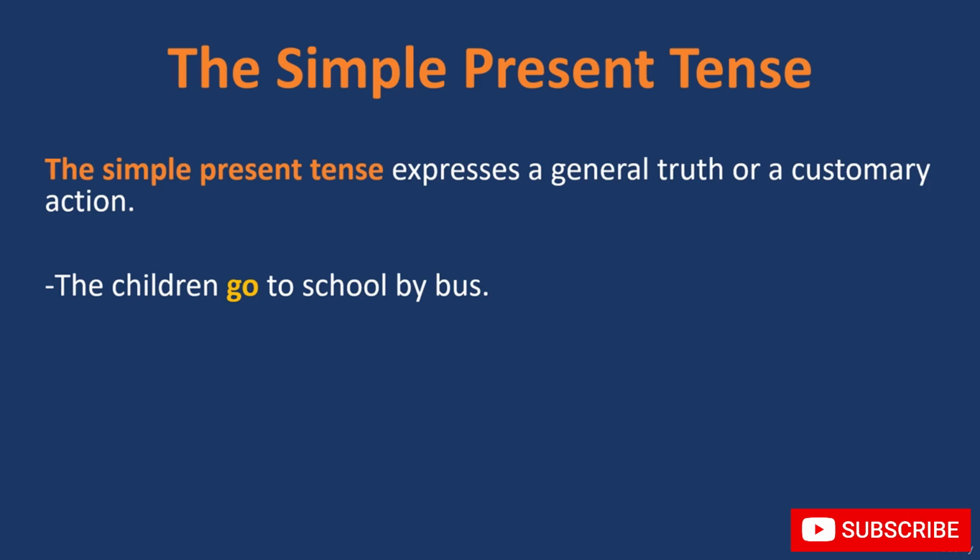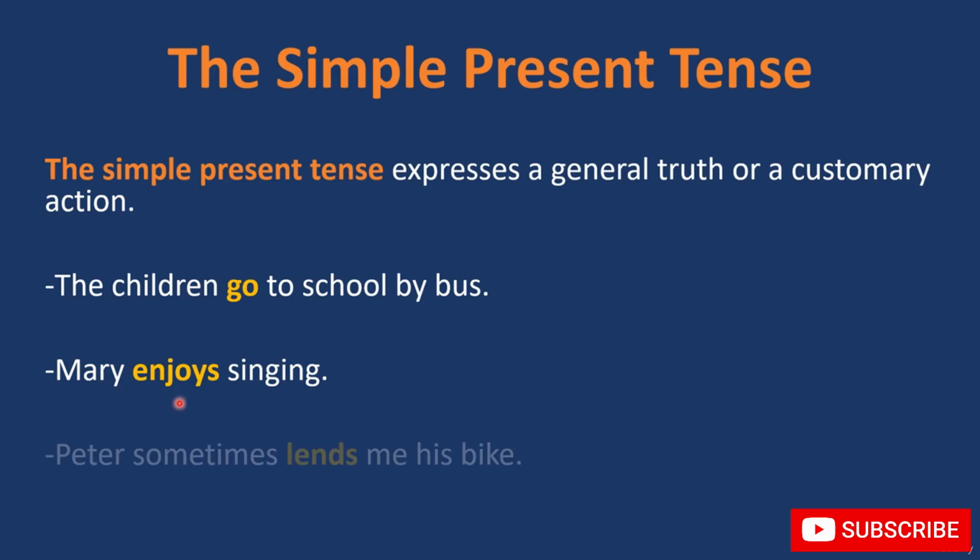Some more examples. When I say that children go to school by bus, here I say children go. This is a habit. If I say my child, so my child goes. Mary enjoys singing. Here I say Mary, just one name, and I add s. If I say Mary and Tom enjoy, this is a habit also. Peter sometimes lends me his bike. This is a habit, and I have the word Peter. This is a singular name, so I add s after the verb.